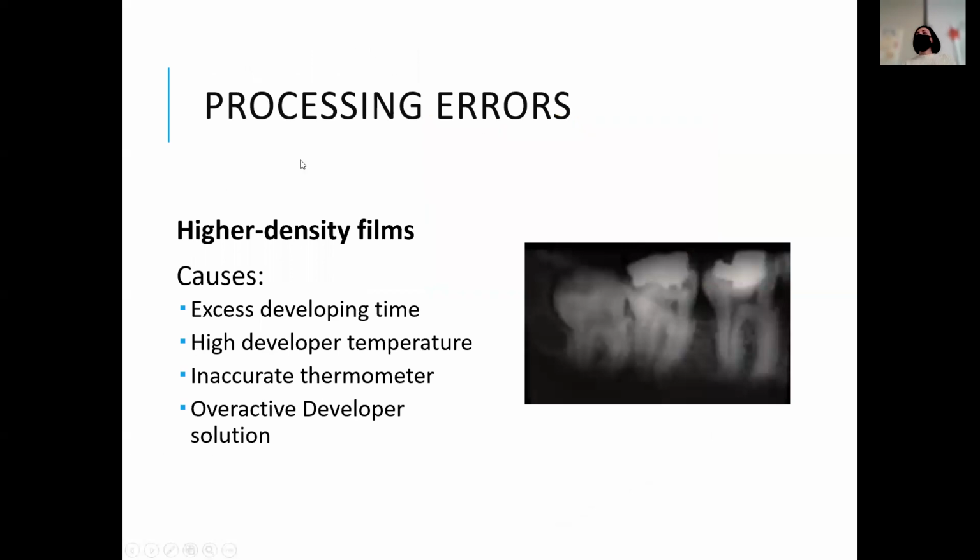So, processing errors. Higher density film: if the film comes out dark and has a higher density, the causes could be too much time in the developer, the temperature being too high, too hot or too warm, an inaccurate thermometer, so again, the temperature, and then overactive developer solution. Maybe it's too potent, like if they diluted it and it came out too potent, and it just got overdeveloped.